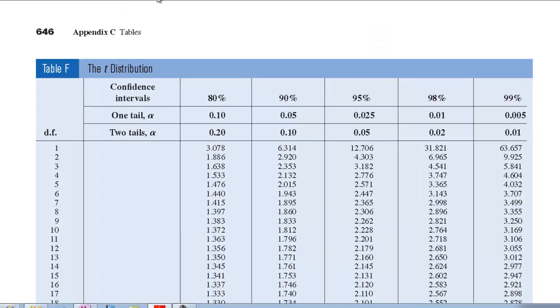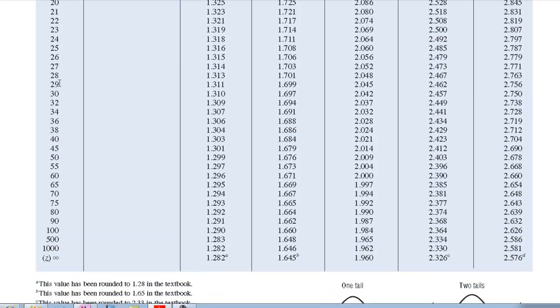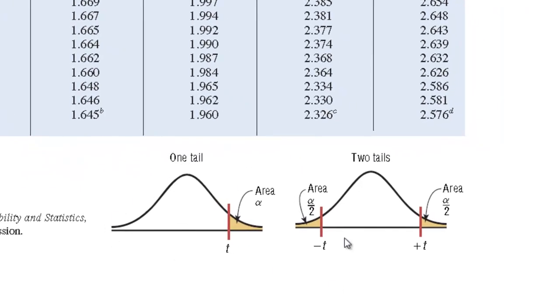Let me zoom in. On it, you have many degrees of freedom, okay? It goes past 30, but after 30, you can see the changes are very, very minute, okay? And you can get away with using a z-distribution. Alpha is the tail. It's your degree of uncertainty. If you're doing one tail, this is more for hypothesis tests, so you don't really have to worry about this. In a confidence interval, you're always doing two tails, and so your uncertainty divided by 2 will be in each tail.